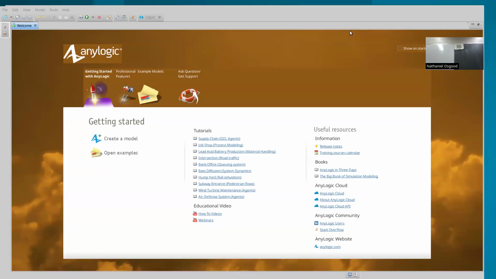Okay, so when you first start up any logic, you'll likely be presented with this screen here. This screen has a lot of example models that may be of interest to people with respect to your projects, giving you ideas. We also have something on the order of about 80 to 100 models that we will be providing you, to which we'll be providing you links.